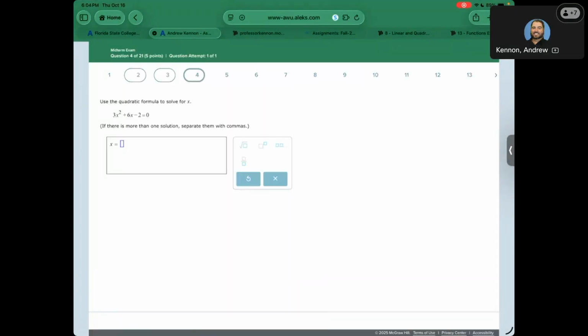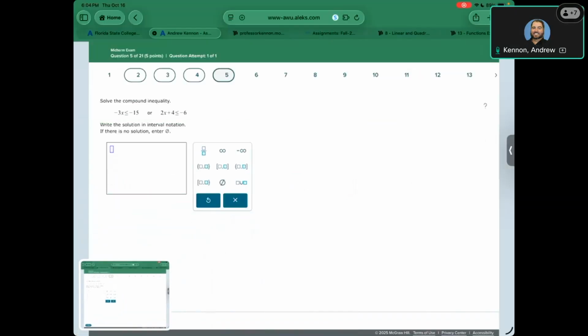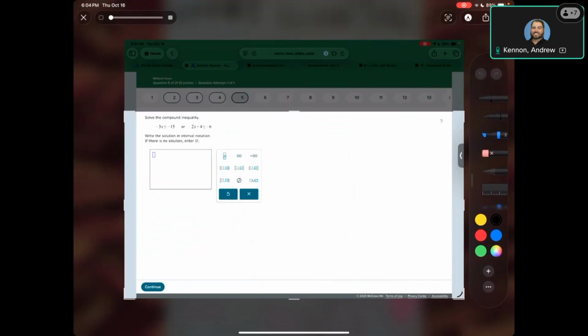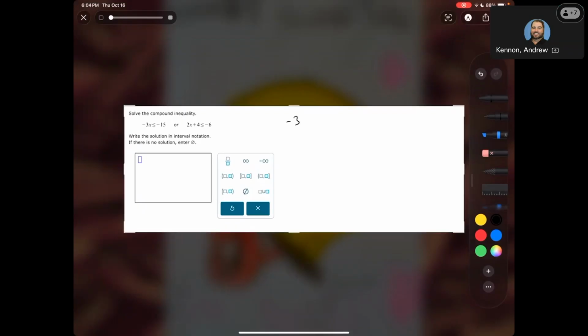Do this refresh thing. A compound inequality. So on this one, you got, oh, it's negative 3x less than or equal to negative 15, or 2x plus 4 less than or equal to negative 6. The first thing I'm going to do is just solve both of these.